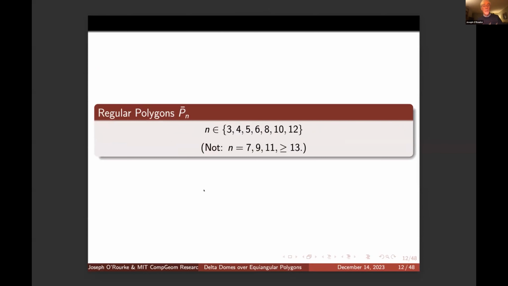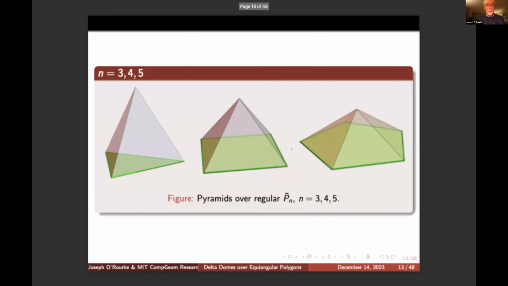Okay, so let me first take you through regular polygons to show you examples of doming an equilateral triangle, a square. I already showed you the square, etc. And note that we're skipping 7, 9, 11, and all the odds after, and all the numbers after 13, after 12. So equilateral triangle can be domed by a regular tetrahedron. A square can be domed by a square pyramid or the other examples that I already showed you in the introduction.